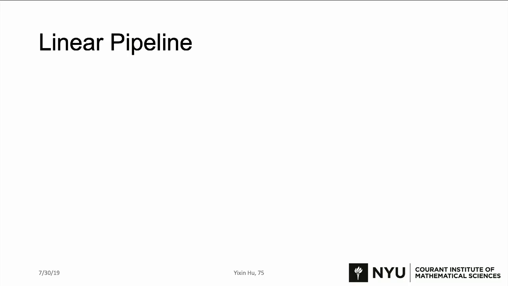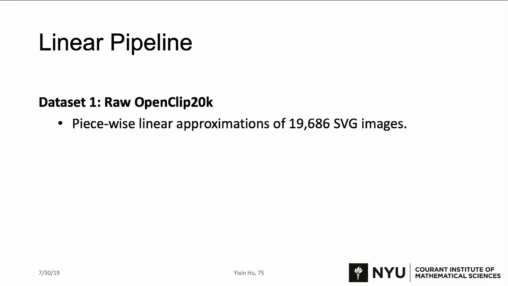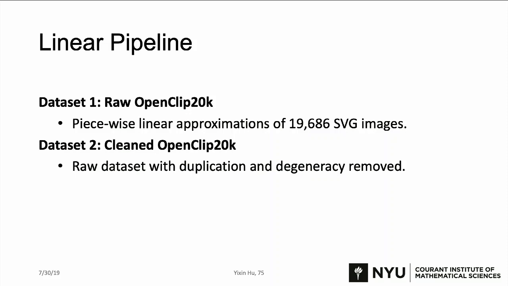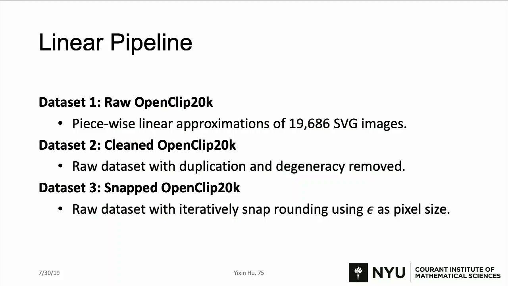We also have a pipeline for generating linear meshes as a byproduct. This is basically the implementation of TetWild in 2D, which achieves the same robustness. We tested our linear pipeline on 3 datasets. The first dataset is a raw dataset, which contains the piecewise linear approximation of the 20K SVG images. The second dataset is the cleaned dataset, which is the raw dataset with duplication and degeneracy removed. The third dataset is the snapped dataset, which is the raw dataset with snap rounding.